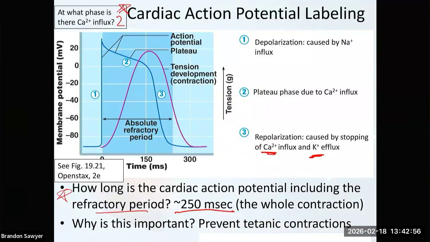Okay, the reason it's helpful in one way is we don't want to have these kind of long held forceful contractions like we do in skeletal muscle. We want one strong beat, one strong contraction, and then relaxation. So we're kind of preventing tetanic contractions. Whereas the purpose of contraction of cardiac muscle is very different than the purpose of contraction of skeletal muscle.